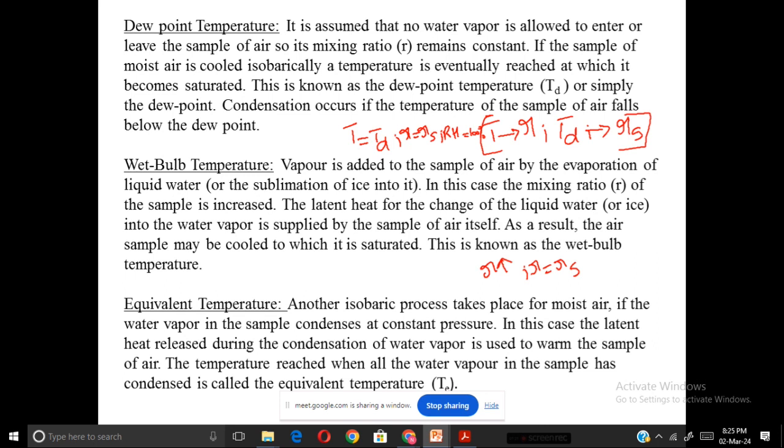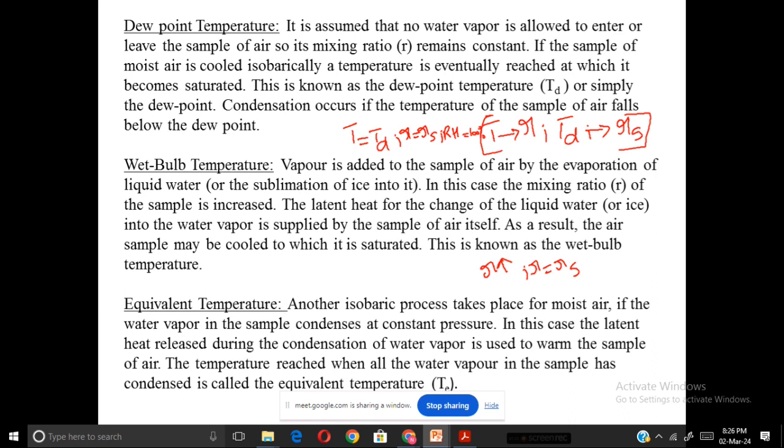In this case, the mixing ratio of the sample is increased. The latent heat of change of liquid water into water vapor is supplied by the sample of air itself. As a result, the sample is cooled until it is saturated. So the temperature of the parcel will decrease, and there will be addition of more water vapor. At some particular point, the parcel will become saturated. That temperature is known as the wet bulb temperature. That is wet bulb temperature.